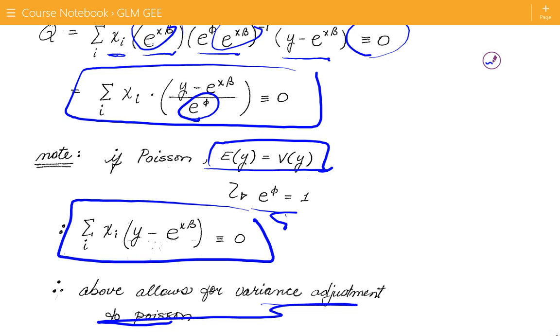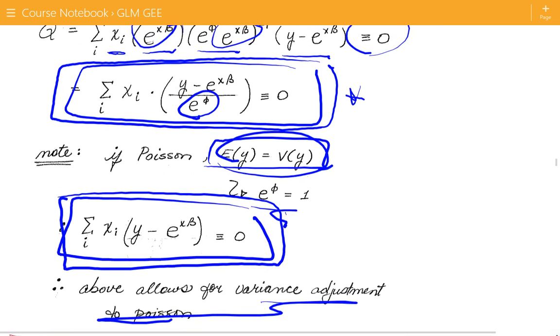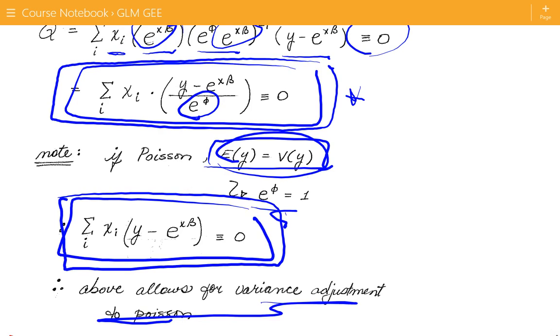So one of the advantages of taking this approach is that you can take what would otherwise be a stricter specification and work with one that allows a little bit more freedom in terms of some of the parameters. In this case, it allows for the variance not to be equal to the mean. So this ends the second session of the generalized linear model lecture.